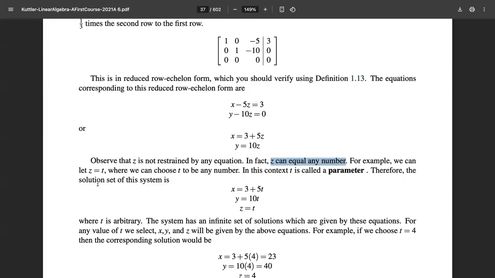So in this context, I can let z be t, where t is any number. And in this context, what we state is t is a parameter. So this is good to write down in your exam or whatever. Whenever you have this situation, okay, let me write it down.